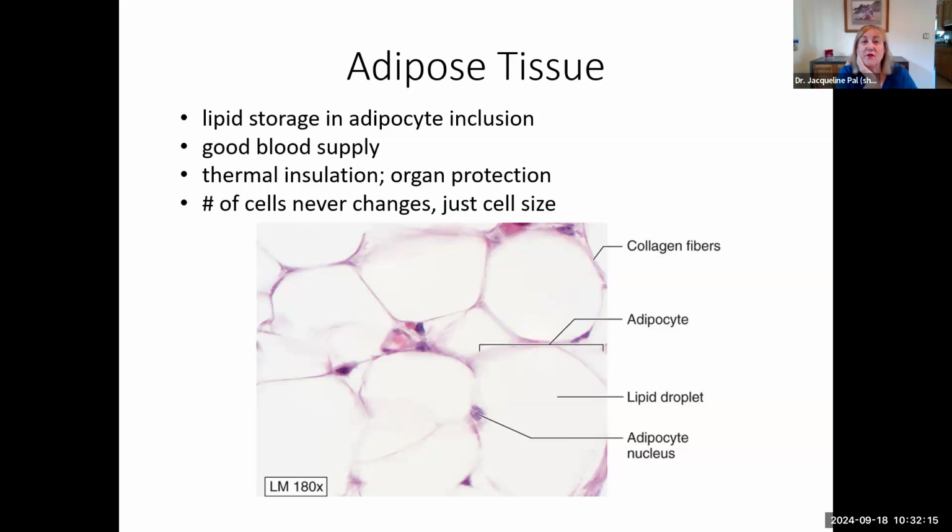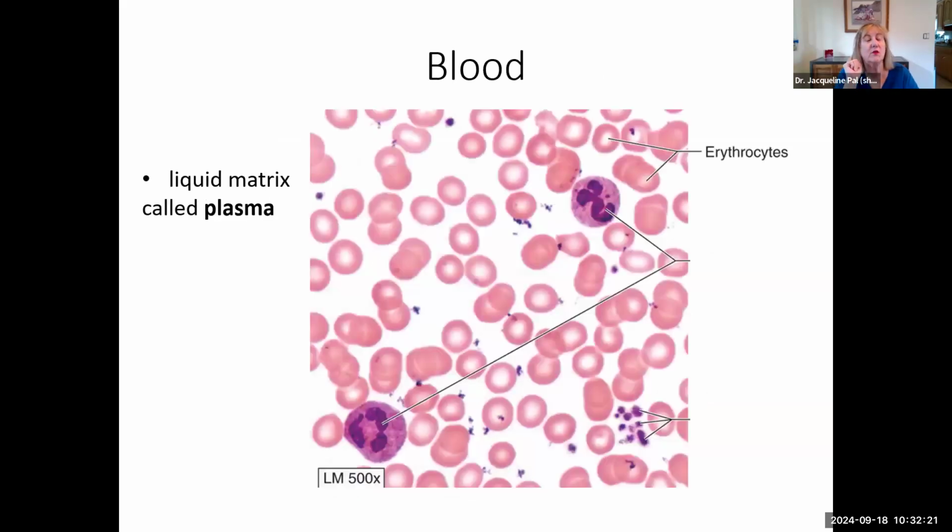Okay, so we're done with the A's. Now we're going to move on to the B's. And remember, there are 2 B's. So the first one I'm going to talk about is blood. Blood is unique among the 6 types because it's the only one where the ground substance is a liquid. And we call the liquid matrix plasma. Okay. So the extracellular matrix is called plasma.